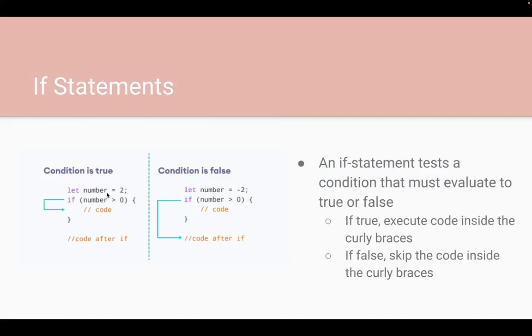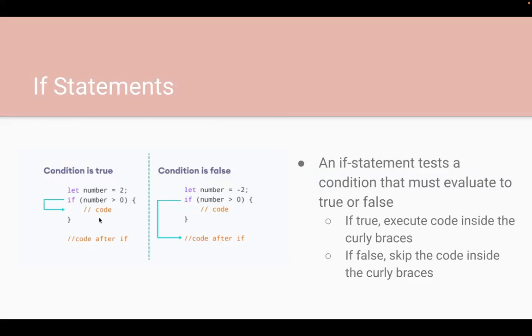So over here in this example, we're initializing a variable called number to the number 2. And in this if statement, we're saying if this number is greater than 0, this is the code that's going to follow. So if it's true, it's going to execute the code in the curly braces right here. And otherwise, it's just going to go to the code right after the if. But in both cases, it's going to go to the code after.